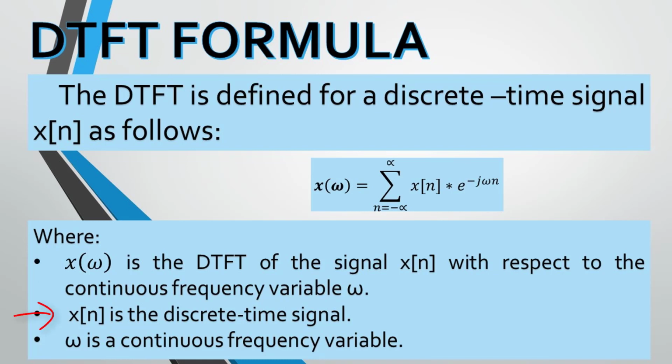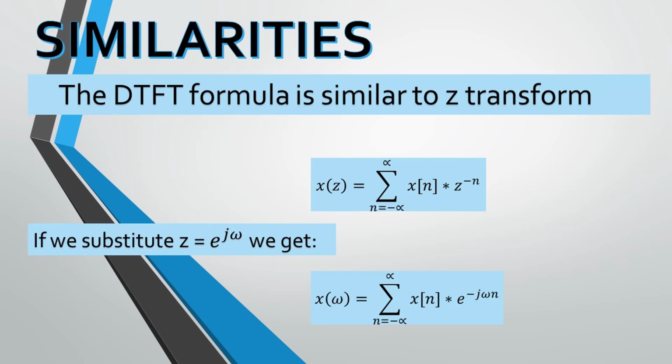x of n is the discrete time signal. Omega is a continuous frequency variable. The DTFT maps a discrete time signal x of n into a continuous function X of e raised to j omega in the frequency domain. X of e raised to j omega represents how much of each frequency component is present in the signal x of n. It is a complex valued function, which means it provides information about both the magnitude and the phase of each frequency component. The formula is similar to the Z transformation.